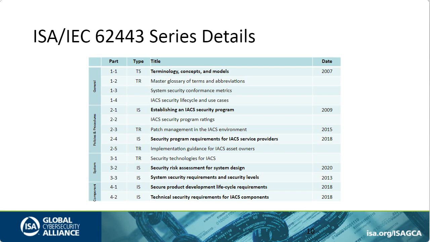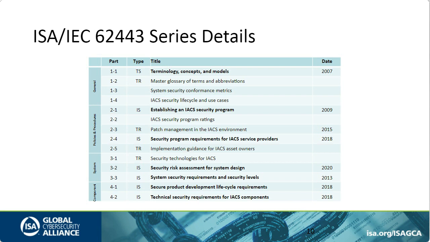The third column shows the type of document. There's a technical specification, which is used by IEC. There's a technical report used by both ISA and IEC. And there's international standard, which is also used by ISA and IEC. I should point out that whether the document is an ISA or an IEC document, they both contain exactly the same technical content. The last column shows the publication year of the most recent version.